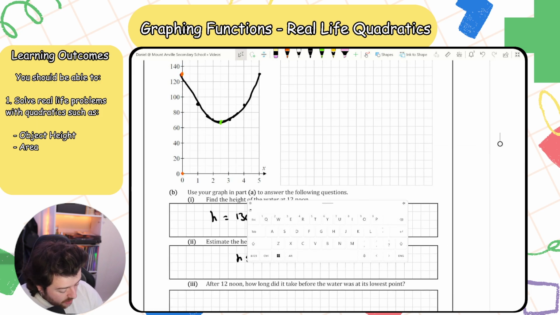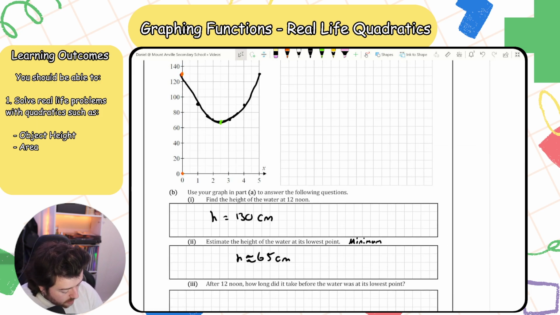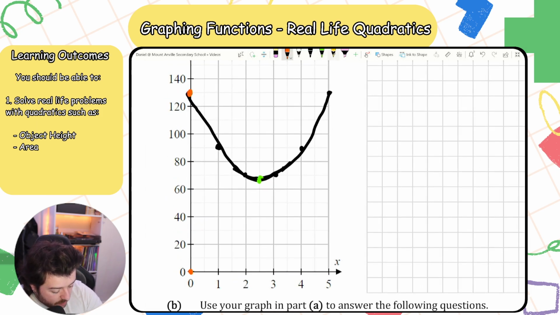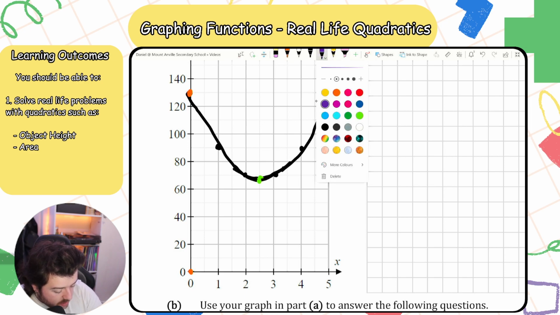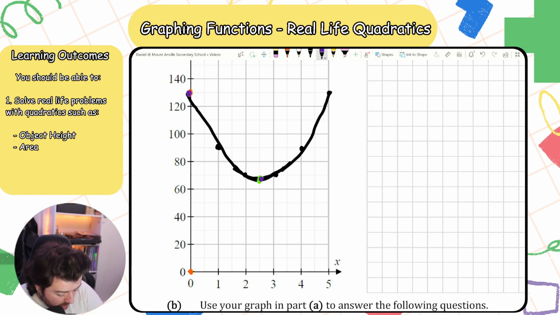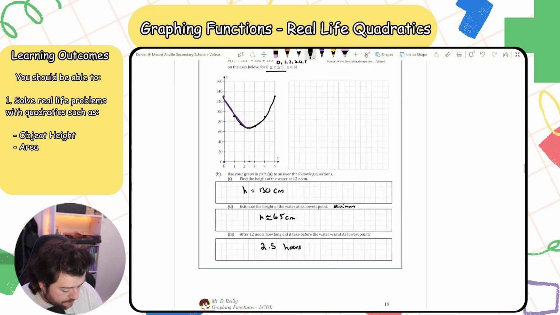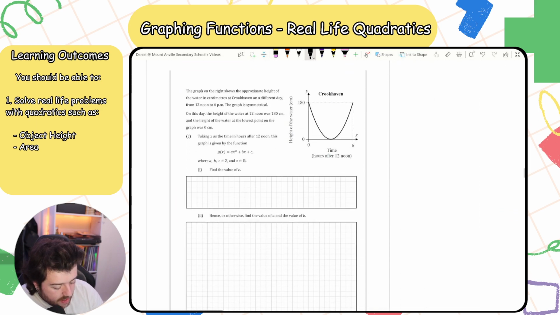Right, at 12 noon, how long did it take for the water to be at its lowest point? So we want to find out how long did it take for the water to get from this point to this point. Well, it started at noon, so 0, and at 2:30 it got to that point. So 1, 2, 2 and a bit. So 2.5. So how long did it take? 2.5 hours.